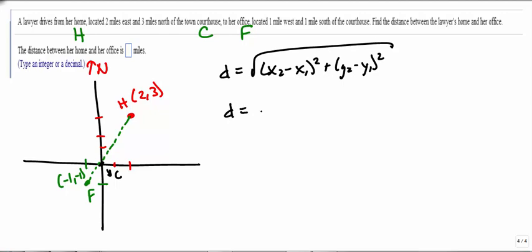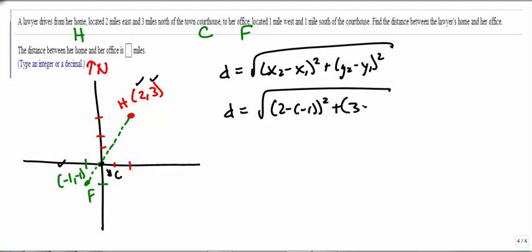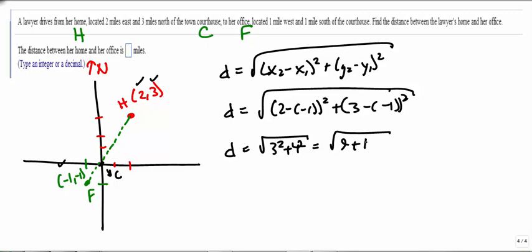So the difference in the x's, that would be 2 minus a negative 1 squared, plus 3 minus a negative 1 squared. So again, difference in the x's, difference in the y's. Well, minus a negative is the same as a positive, so this is 2 plus 1, which is 3 squared. Minus a negative is the same as a positive, so this is 3 plus 1, which is 4 squared. 3 squared is 9, 4 squared is 16, 9 plus 16 is 25, and the square root of 25 is 5. So 5 miles in this case.